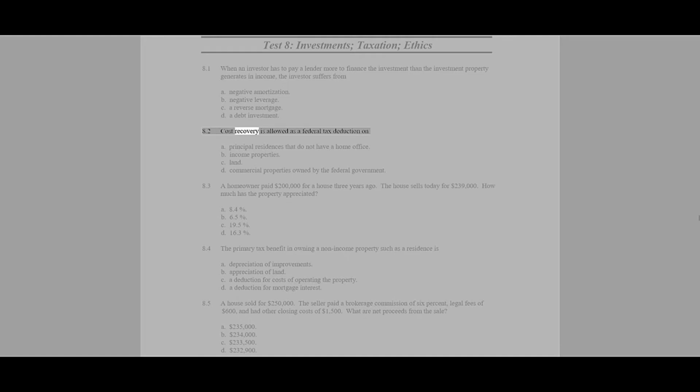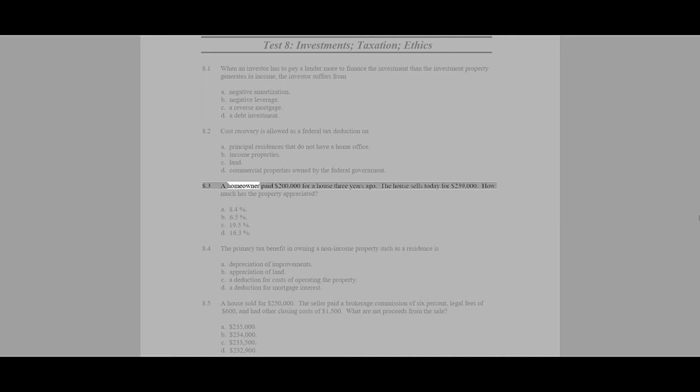8.2 Cost recovery is allowed as a federal tax deduction on A. principal residences that do not have a home office, B. income properties, C. land, D. commercial properties owned by the federal government.